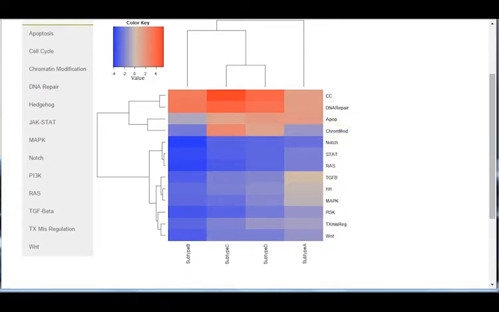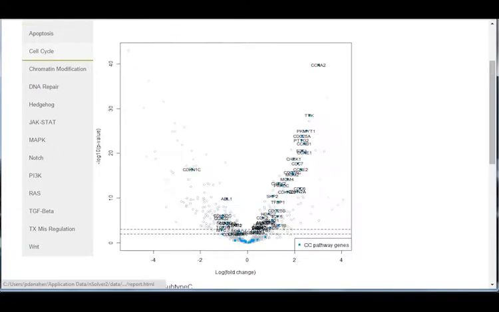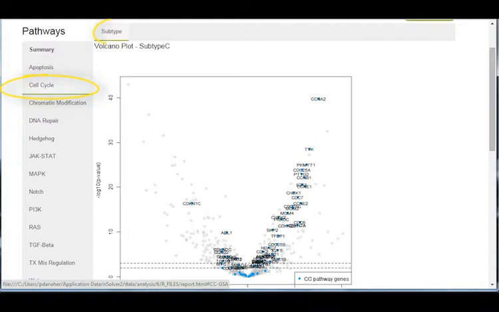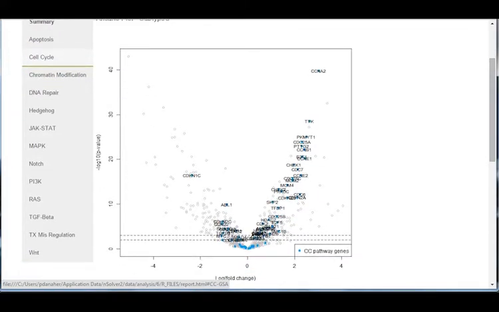We can also view the differential expression results for only a pathway's genes. Here, we'll look at the cell cycle pathway, and we'll look at the contrast between subtype C and normals. Here, the tendency for cell cycle genes to be overexpressed in subtype C is very apparent.